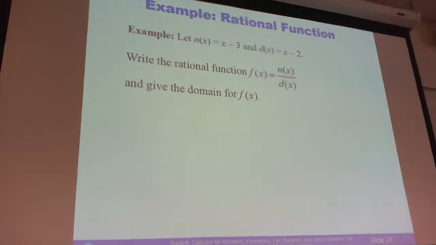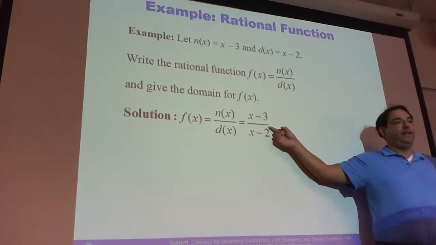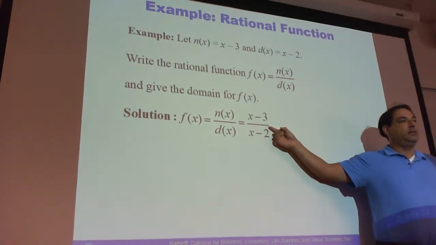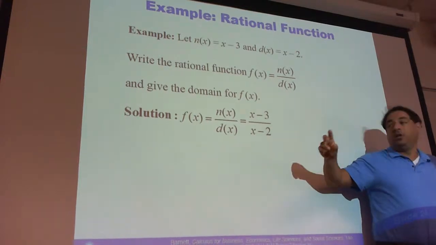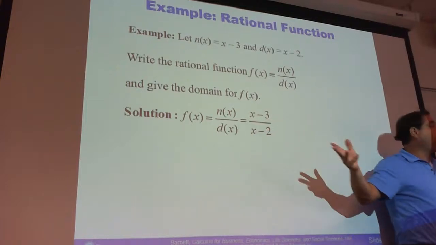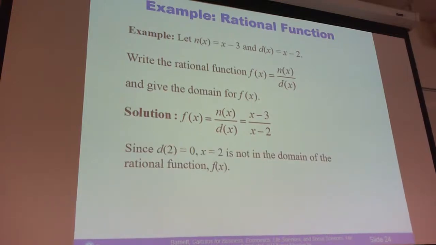So if I had the numerator x minus 3 and the denominator x minus 2, the rational function would be f of x equals x minus 3 over x minus 2. But before we move on, what can x not be? What could x not be? 3. Oh, 2. Yeah, 2, because 2 minus 2 is 0. The denominator is undefined. So this would work for everything except 2, which means something's going on at 2, which we'll talk about in a little bit. Okay? So everything except 2 is in the domain.